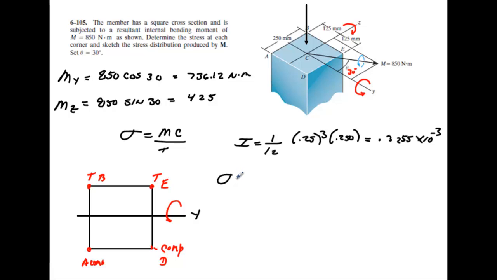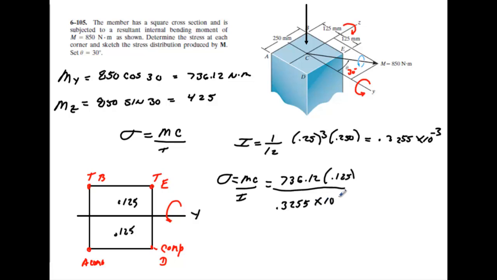So now we can go ahead and find out what those stresses would be. We use the equation: stress equals MC over I. Our moment is 736.12. Our C value is the distance from the center up. This is 250 millimeters, so it'd be 0.125 from here to here, and also 0.125 down from here to here. Now all we have to do is divide that by the moment of inertia, which is 0.3255 times 10 to the minus 3.